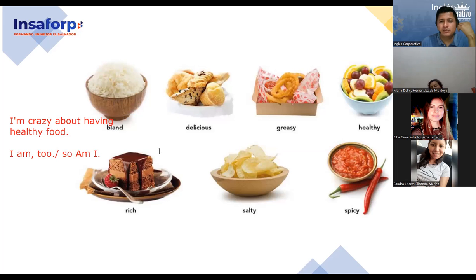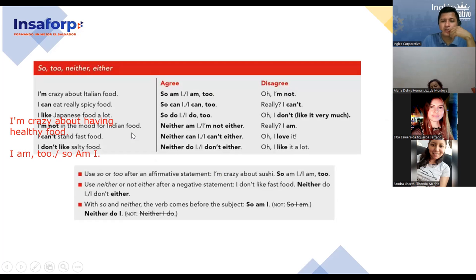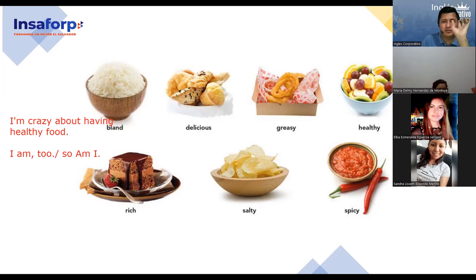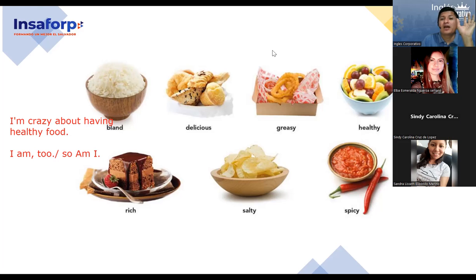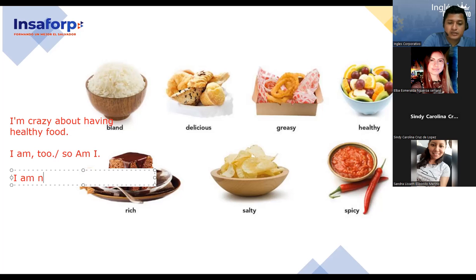Neither am I. Okay, one more time. Let me show you the picture. Give me a minute. Look at this one. Okay. It's very simple. Remember verb to be. I am not. Oh, very good. Okay. I'm not either. I'm not. Exactly. I'm not, right? It's very simple, right?